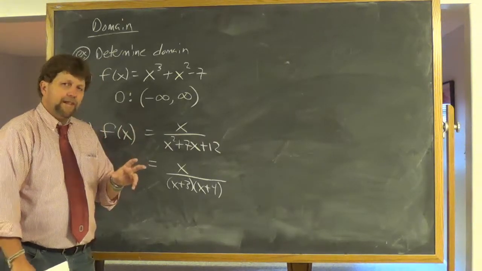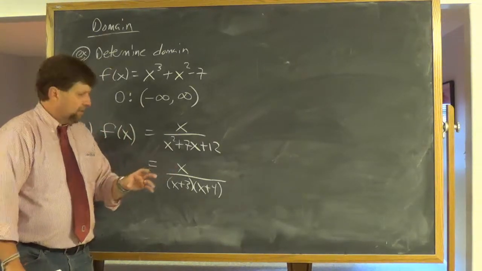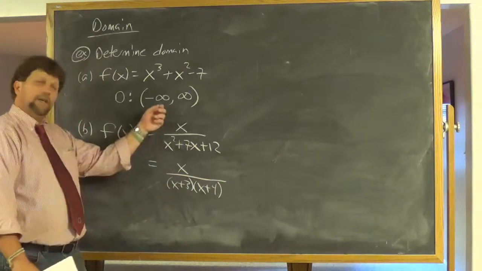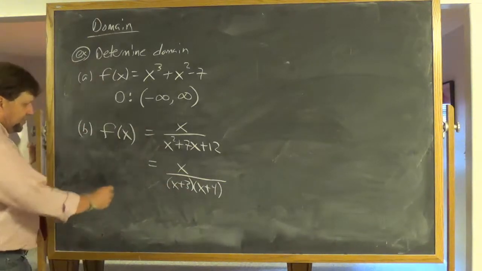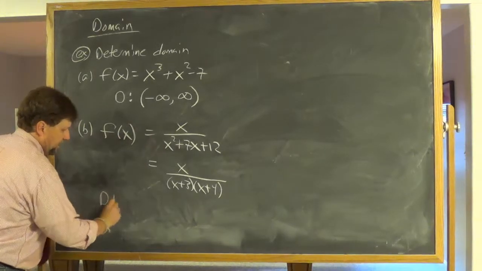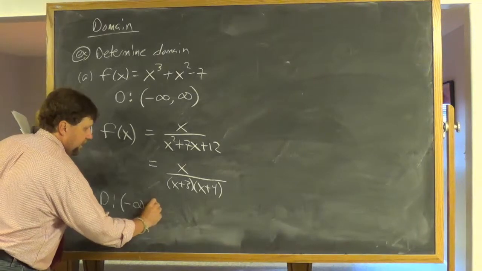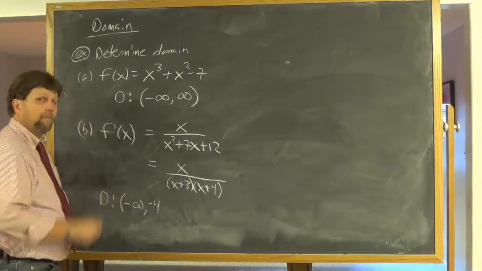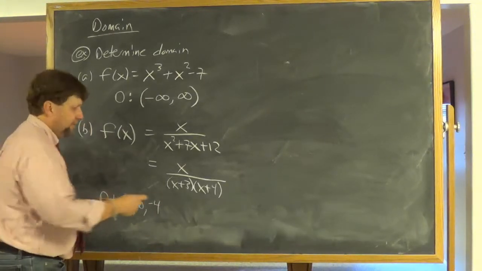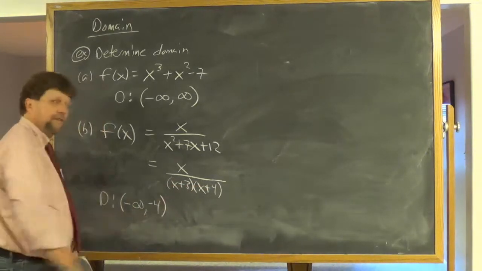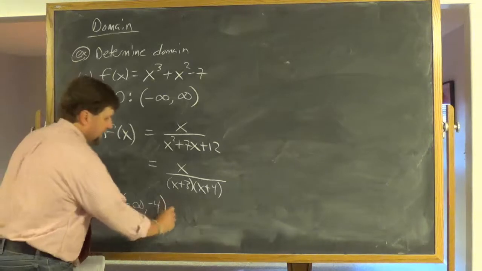So how do I write that down? x can be any real number except -3 and except -4. Well, I'm going to use interval notation, and here's what it would look like. The domain can be any number up to -4, but I'm not allowed to include -4 because -4 will make the denominator 0. So I put a parenthesis around -4.